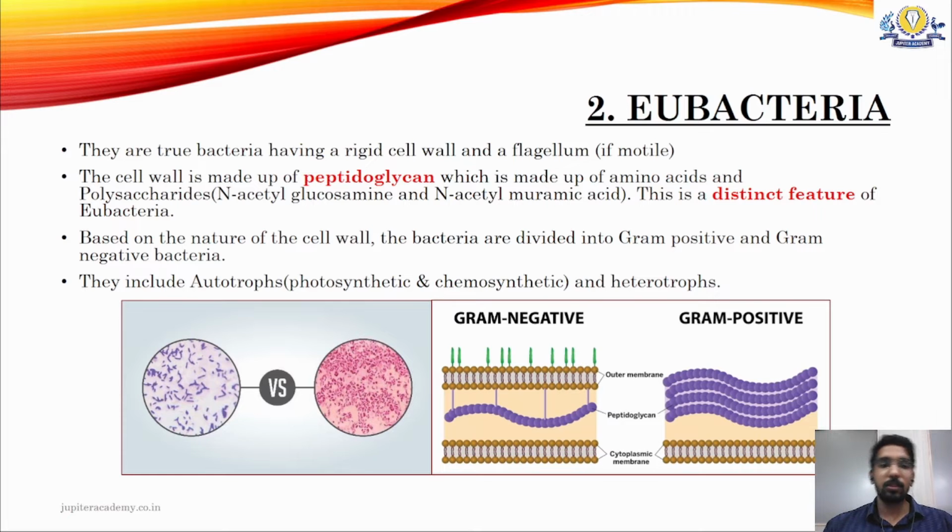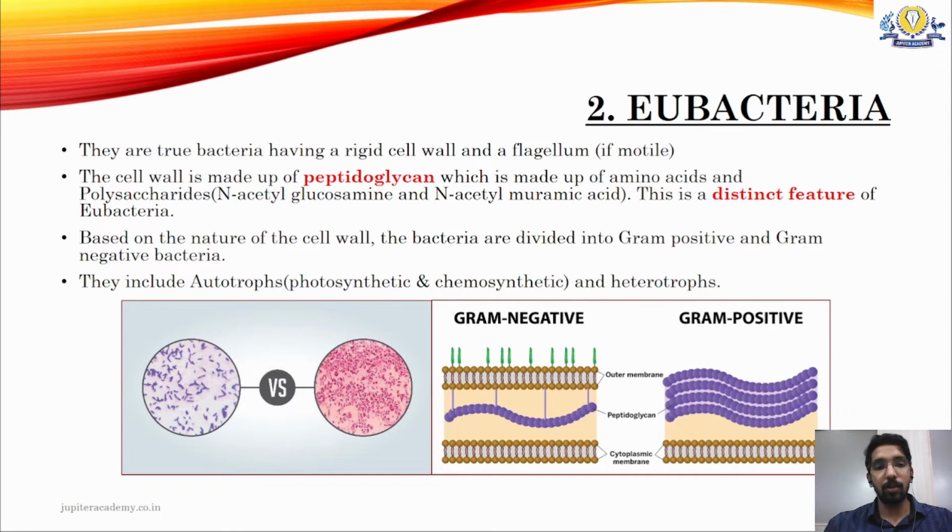The second group is Eubacteria. As the name suggests, they are true bacteria which have a rigid cell wall and a flagella if they are motile. The cell wall of these bacteria is made up of a special compound called peptidoglycan. This peptidoglycan is made up of two types of molecules. One is amino acids or proteins, and the other one is sugar, meaning polysaccharides. The polysaccharides are again called amino sugars, because they have a few amino acids attached to them.